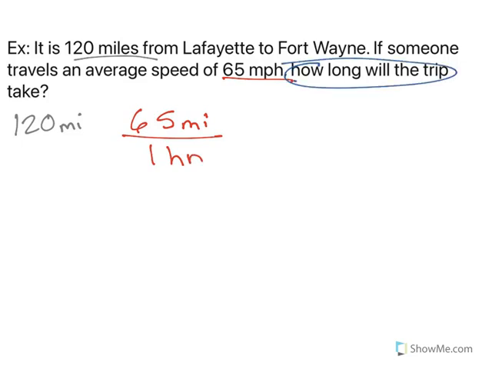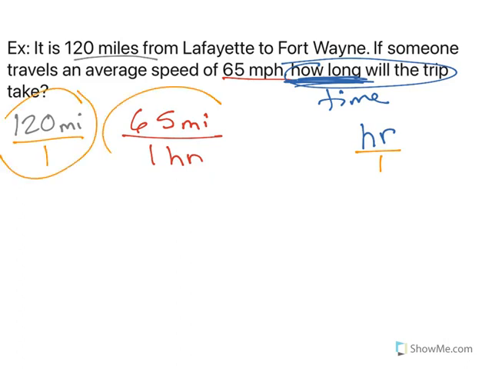And the question is, how long? How long means time. Time means I want my answer to be in hours. For any of these pieces that are not fractions, I can make them fractions by putting them over 1. So I somehow need to play with the 120 miles and the 65 miles over an hour to end up with hours in the numerator.